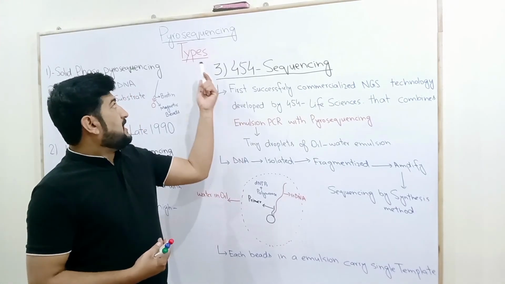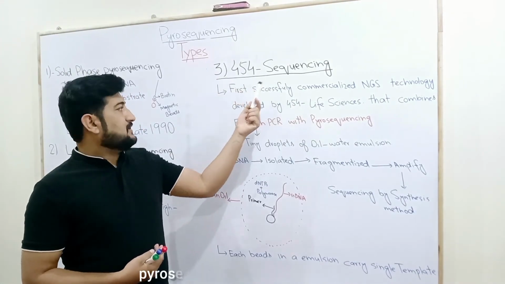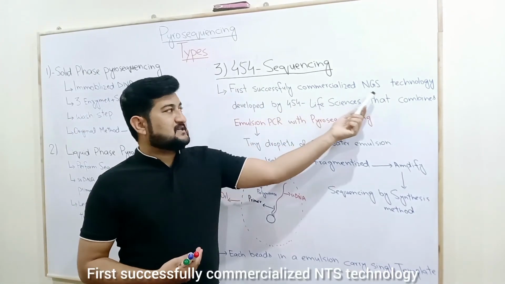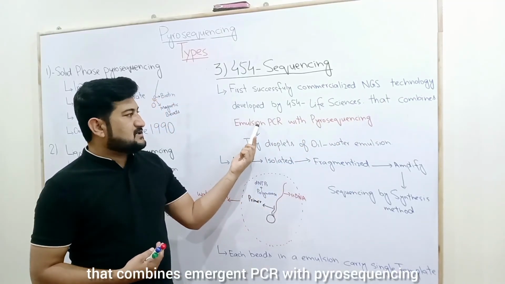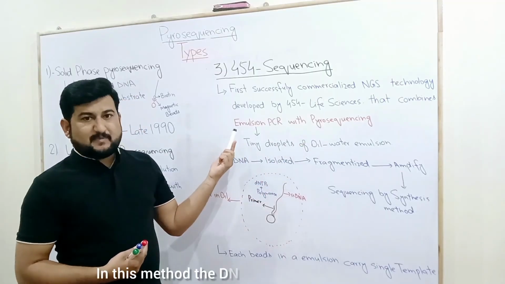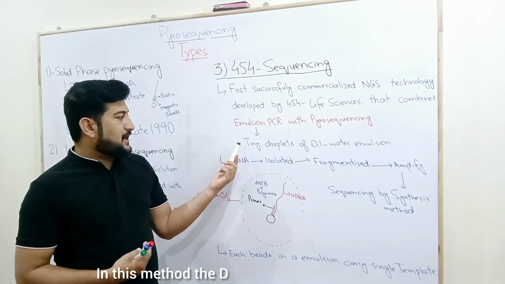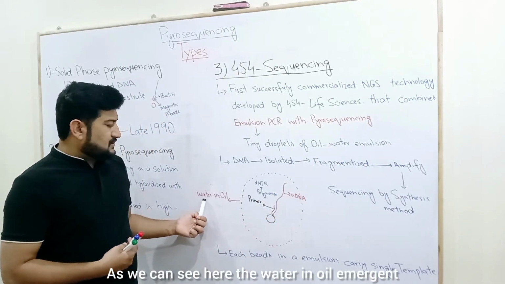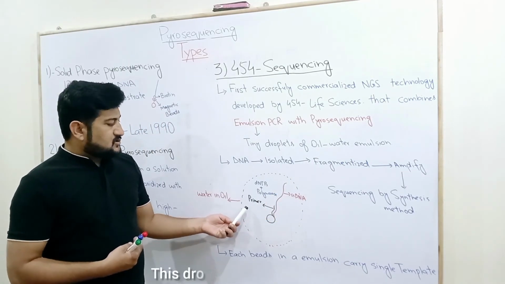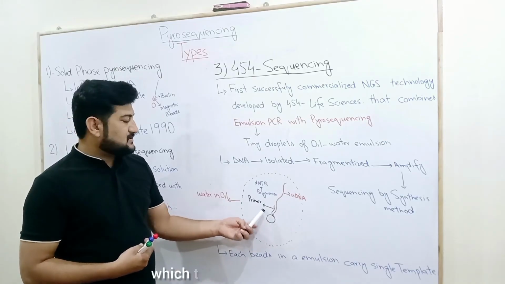The third type of pyrosequencing is 454 sequencing. The first successfully commercialized NGS technology was developed by 454 Life Sciences, which combines emulsion PCR with pyrosequencing. In this method, the DNA fragments are amplified within tiny droplets of a water-in-oil emulsion. As we can see here, this droplet carries the beads on which the primers are attached.